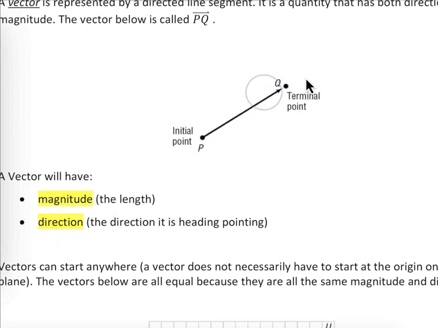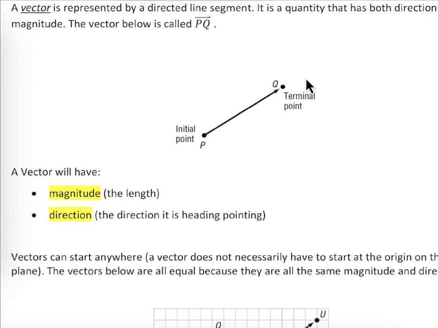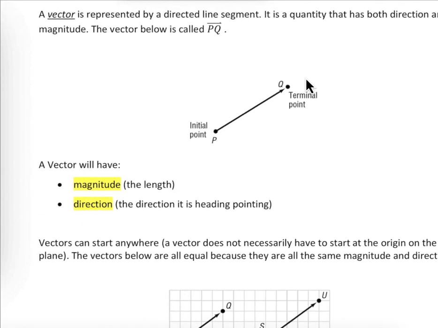We have some notation that we can use to describe a vector. If we're given an initial point and given the terminal point, we use the notation that we start at P, end at Q, and we have this little arrow symbol over the top of P to Q. So that would represent the vector from P to Q.